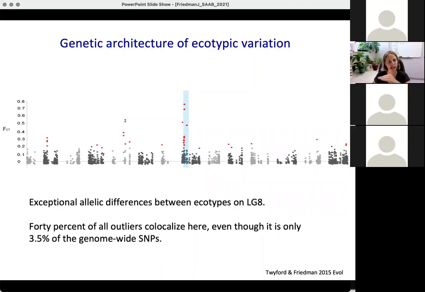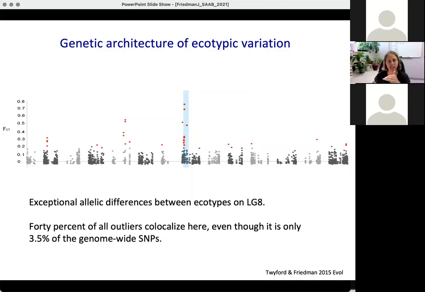And so points that are around the 0 line show very little difference, while points higher up show more differentiation between the two groups. And you can see that in this particular region on linkage group 8 here, and actually this region of linkage group 5 as well, we have exceptional allelic differences.